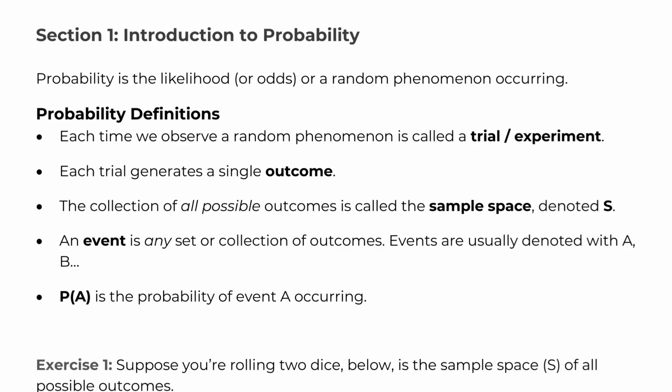So we start part 4 with an introduction that just gives us some definitions and tells us about some different ways that we could calculate probabilities. So probabilities are the likelihood or odds of a random phenomenon occurring.